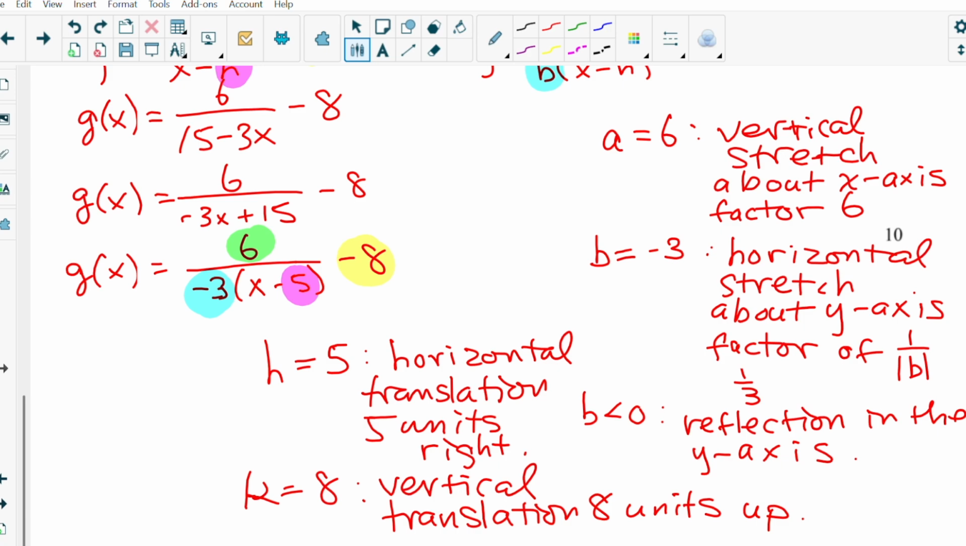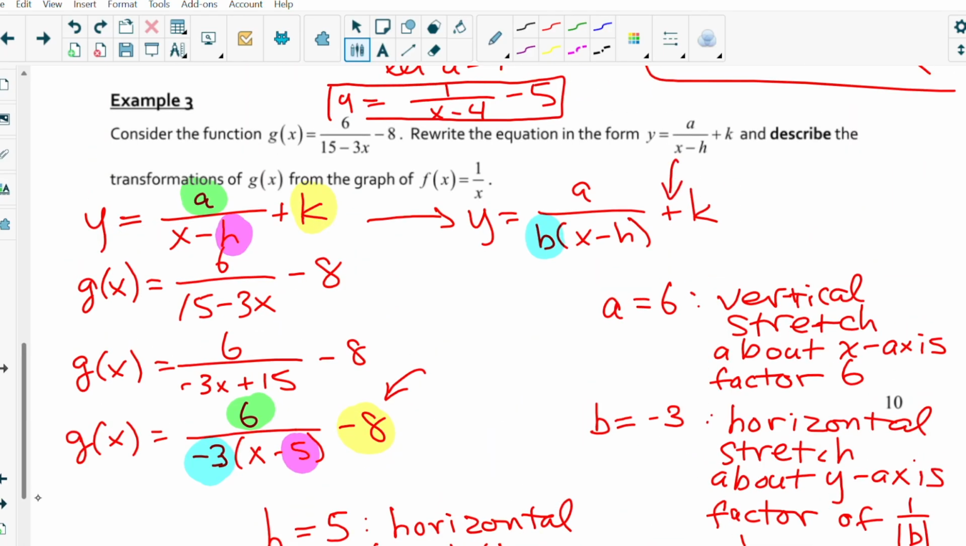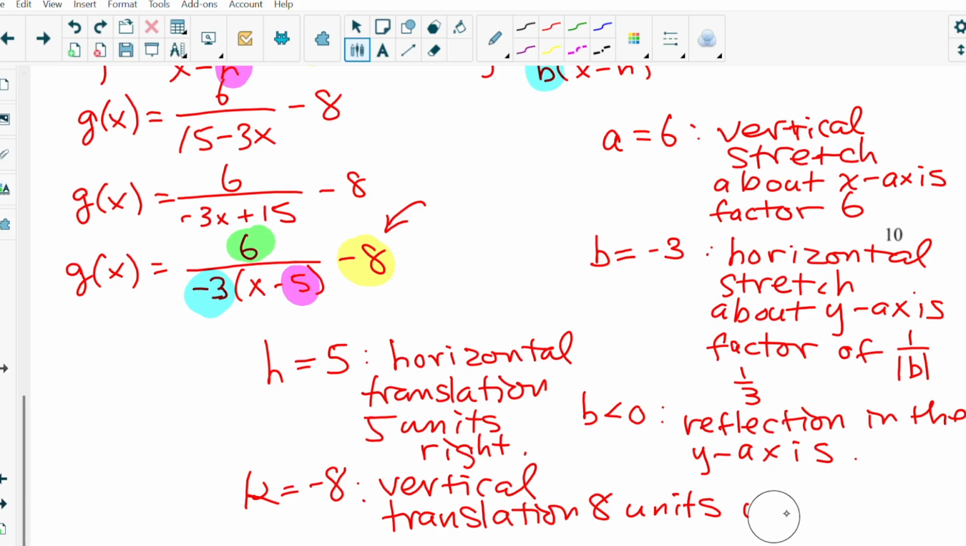Oops, oh man, my bad. K value, sorry about that, folks. K value is negative 8. Sorry about that, so it's negative 8 because it's plus k. So my mistake there, let me fix that. So that should be 8 units down.